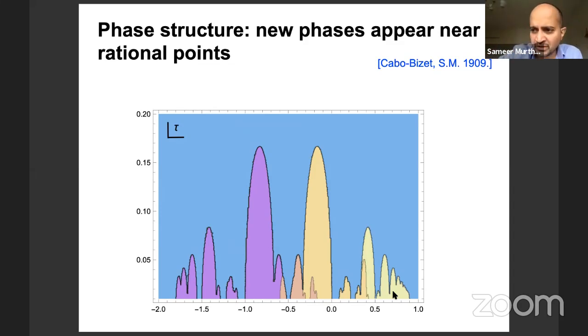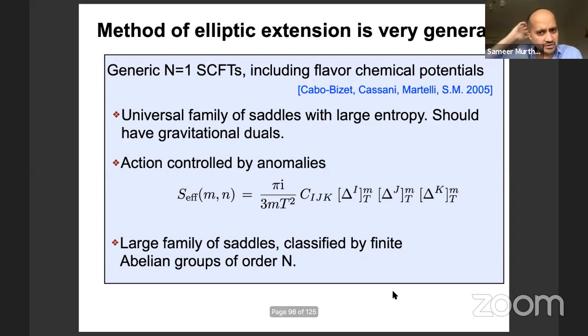Wait, one more thing, and then I'll pause for questions. So this whole thing can be generalized, as I said, to N equal to 1 superconformal field theory, a very general class, and include flavor chemical potentials. And this was in this paper. There's a big paper. I'm going to just summarize 3 points.